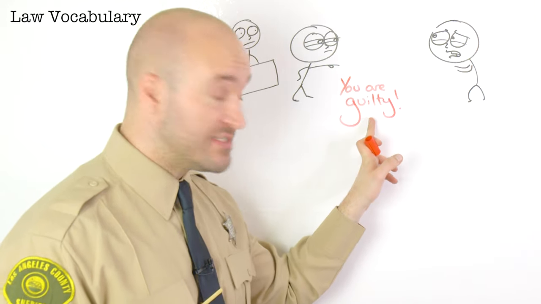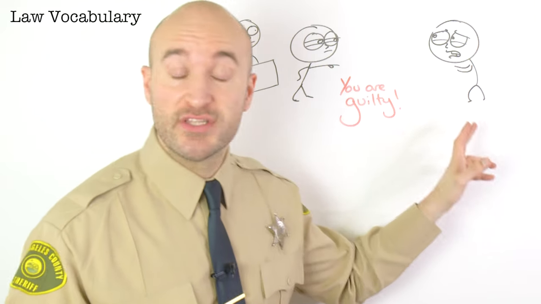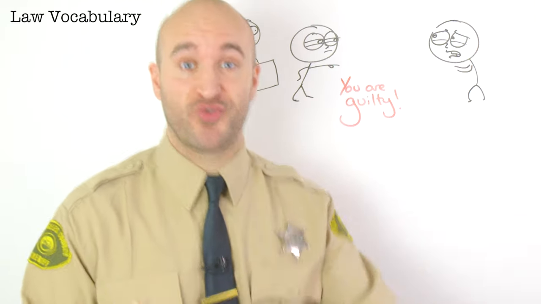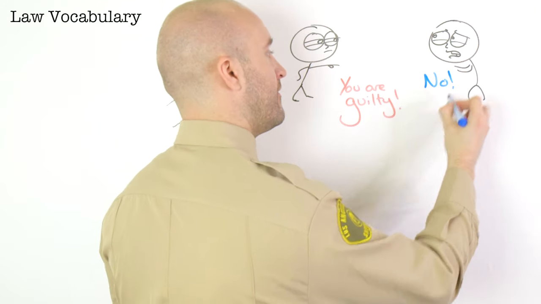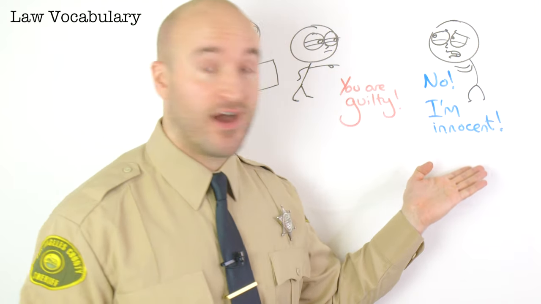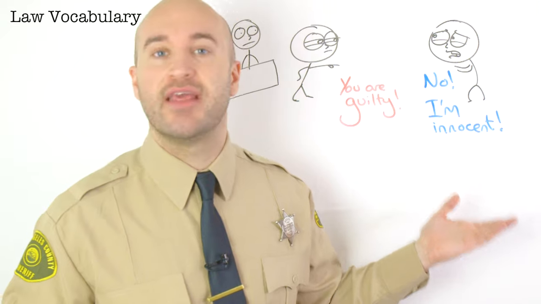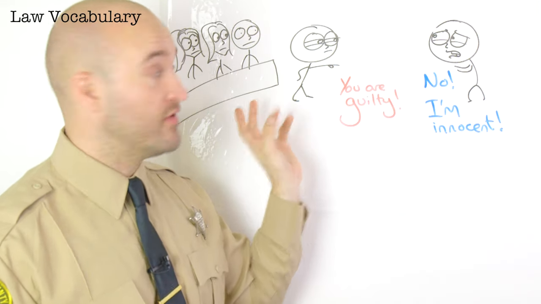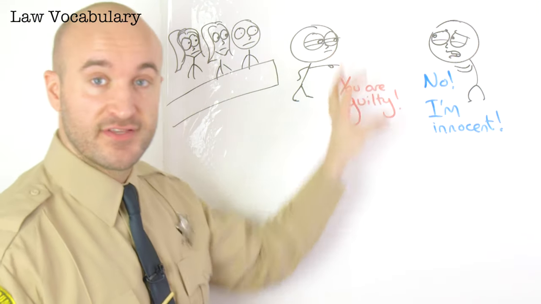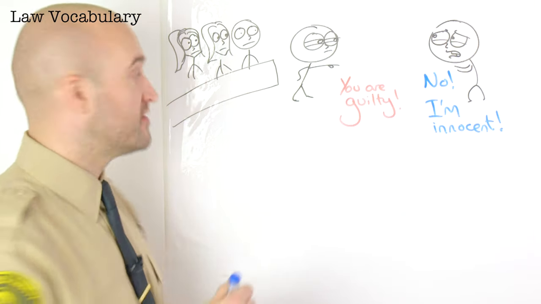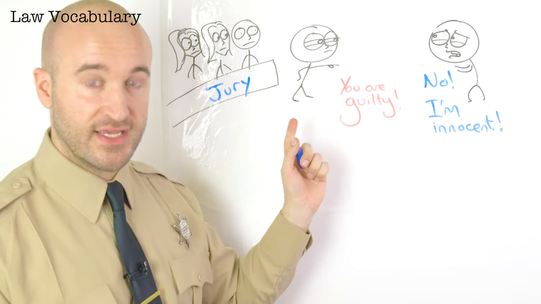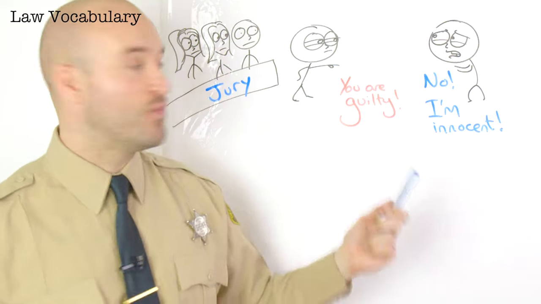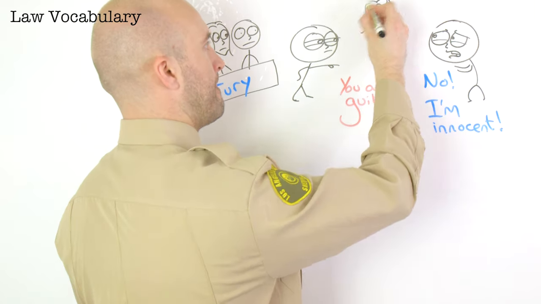guilty. If you're guilty, you did the crime. But you want to say, no, I didn't do this crime. I'm innocent. I didn't commit any crime. I didn't do anything wrong. These guys will hear your story, the other side of the story. They are called the jury. They will make the decision whether you're guilty or innocent.